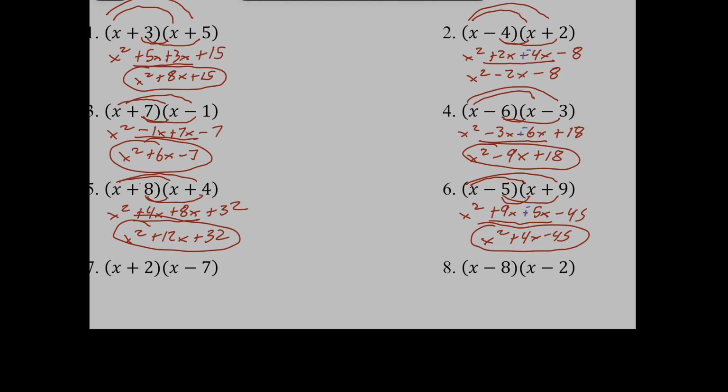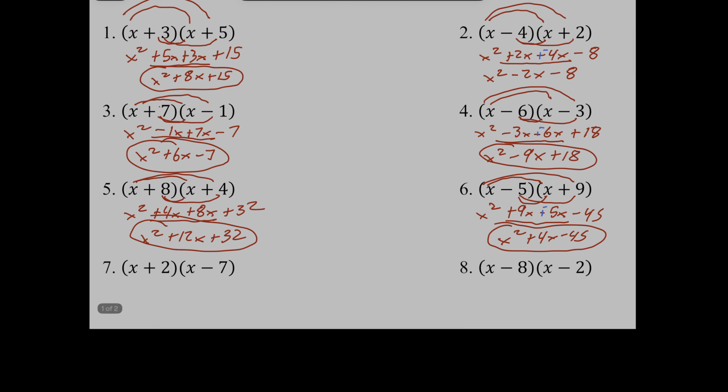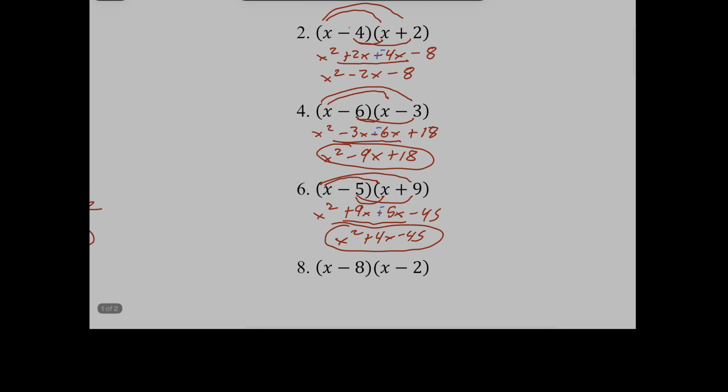Well, this is 12. Well, look at this. What's 8 plus 4? 12. Look at this one up here, number 3, okay? What's positive 7 and a negative 1 when you add them? A positive 6. How about a positive 3 and a positive 5? You get a positive 8. How about number 2, a negative 4 and a positive 2? You get a negative 2. How about number 4? What's a negative 3 plus a negative 6 plus a negative 3? Negative 9. How about number 6? What's a negative 5 and a positive 9? It's a positive 4. So now watch this step.